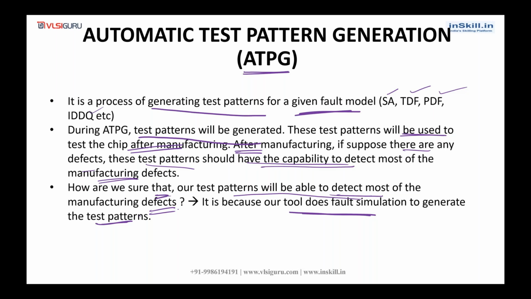After manufacturing, if there are any defects, our test patterns should have the capability to detect most of the manufacturing defects. And how are we sure that our test patterns will detect most of the manufacturing defects?